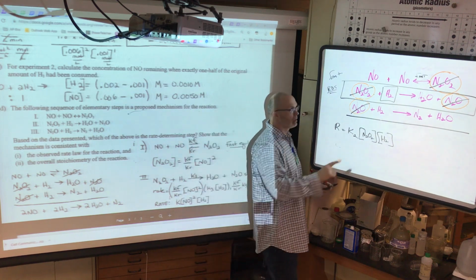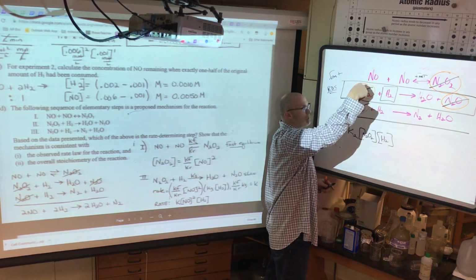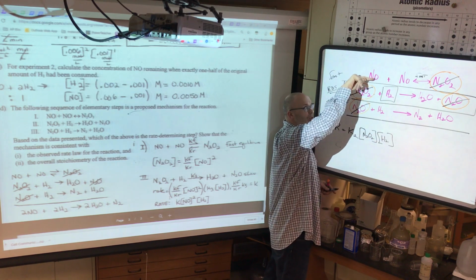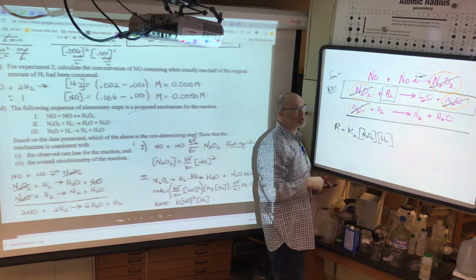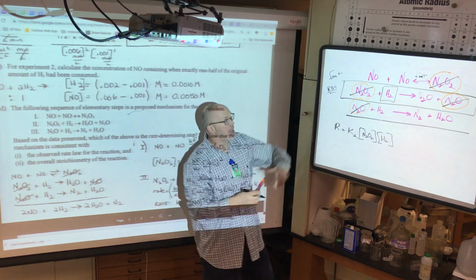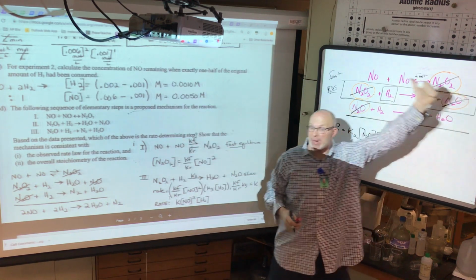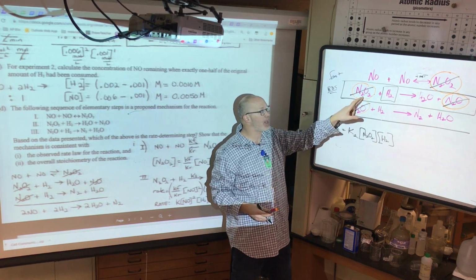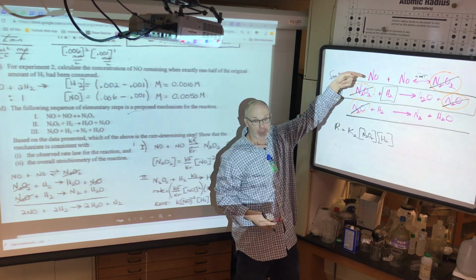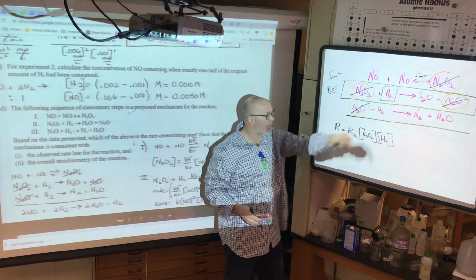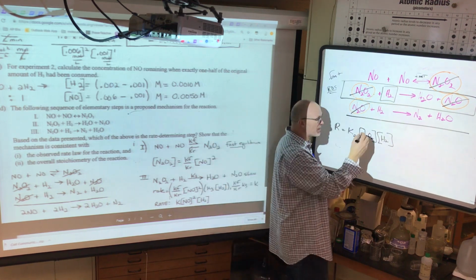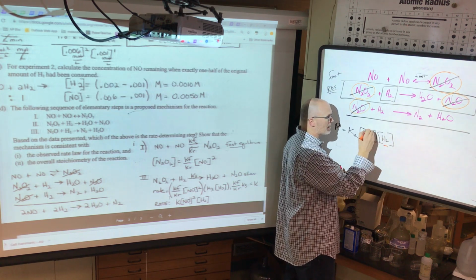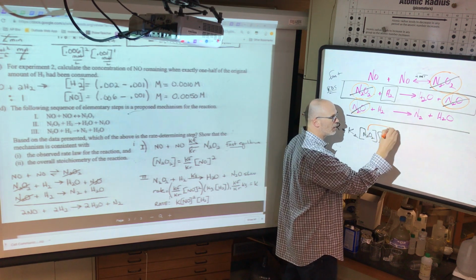Here's the reasoning. As fast as N2O2 is made is the same speed in which the two NOs go forward. What do you know about equilibrium? The rate of the forward equals the rate of the reverse. That's the link. So as fast as this is made is the same speed in which this is reacted. I'm going to use that. So what I'm going to do is solve for this. This is a reactant. I'm going to solve for this.